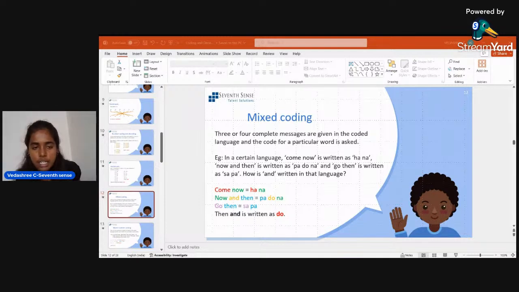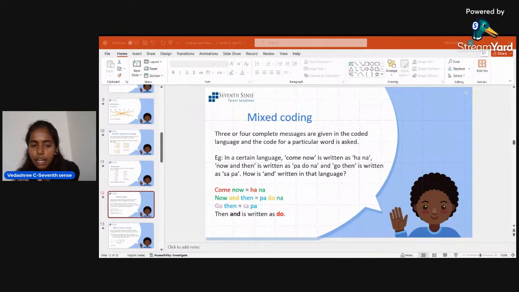Then the code is sa and pa. In both, what is similar? Pa is similar, right? So we'll assign this pa to then. Okay, we'll assign this pa to then. So next, what will be the code for now and then? Now and then code will be na, do and pa, right? Na, do and pa. So na is assigned for now, pa is assigned for then.